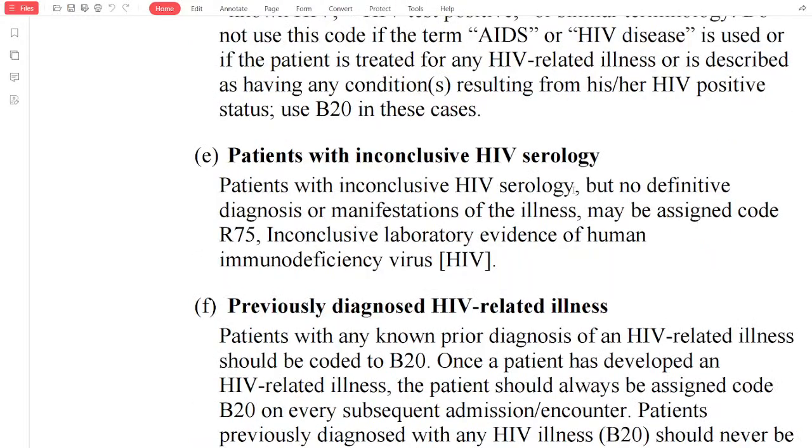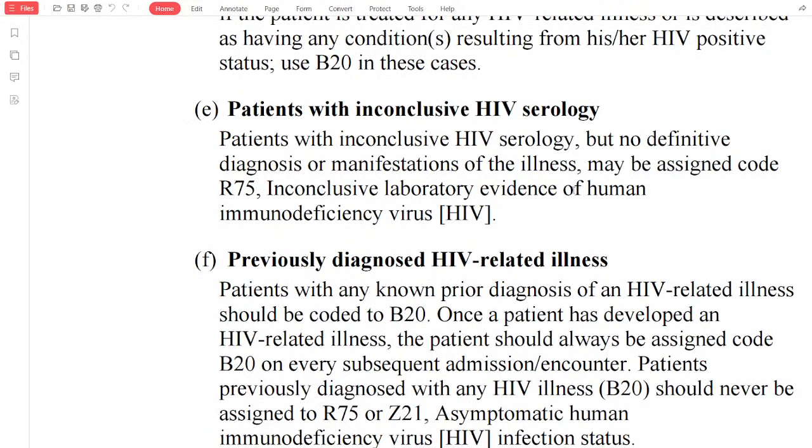Next condition: patients with inconclusive HIV serology. Inconclusive means no definitive diagnosis. R75 is the inconclusive code. When the documentation mentions a patient with inconclusive HIV, R75 is the code.